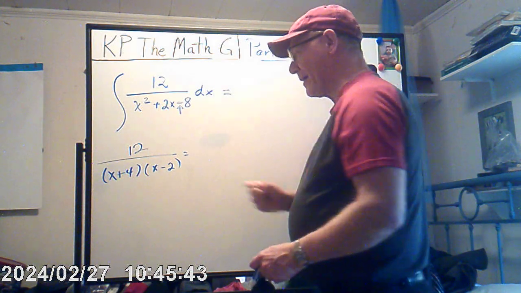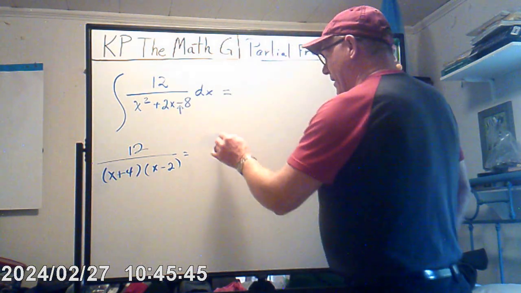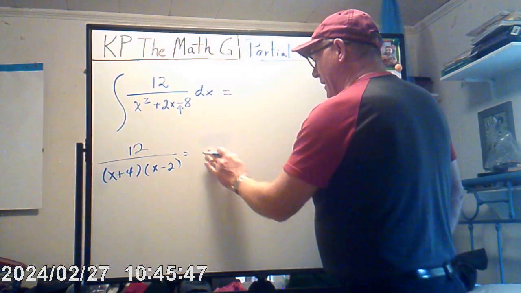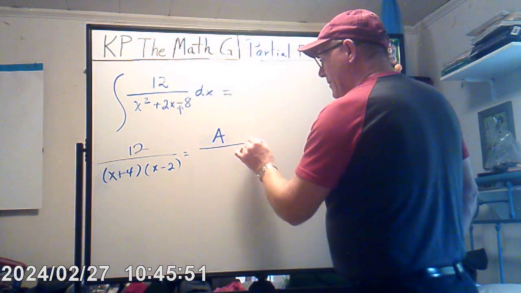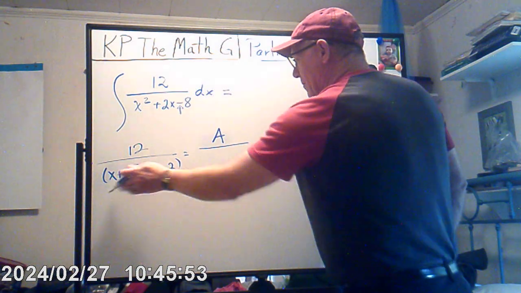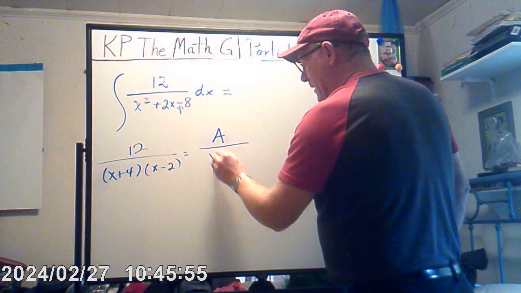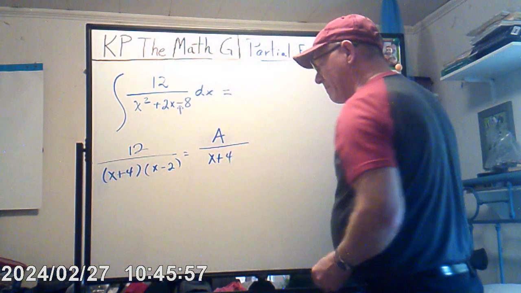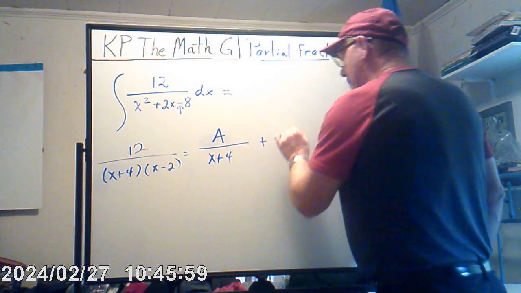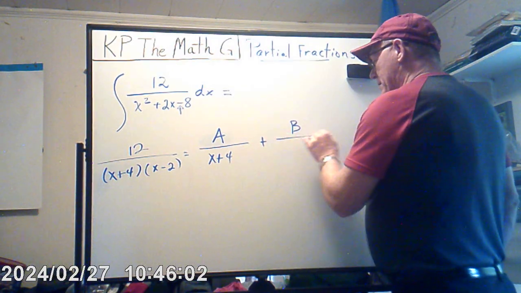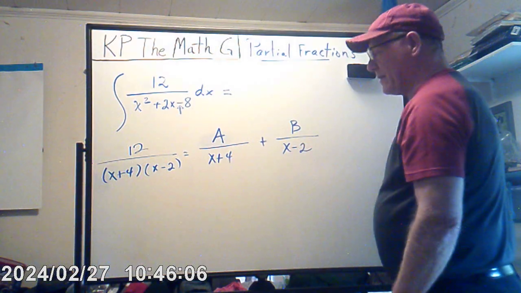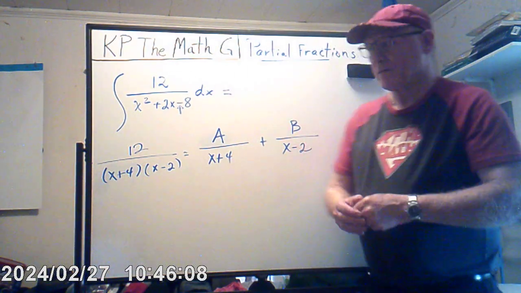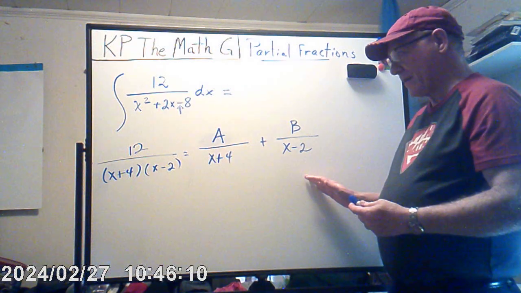That's the idea. Now, we could say this is equal to A over, and we could pick either one of these two factors. Well, since x plus 4 is first, I'll do that. And then plus B over x minus 2. Now that's how the setup is done.